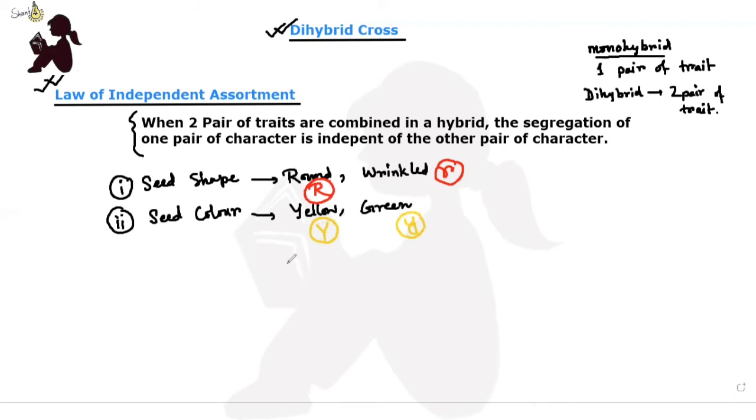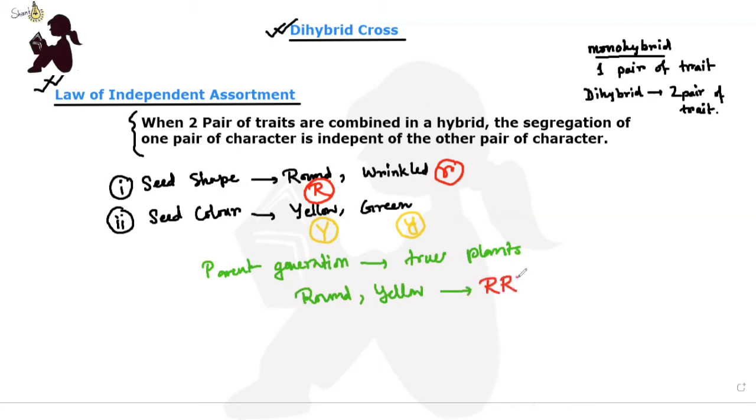So here the parent generation means the true plants, the combination of round yellow, means the capital R, capital R, capital Y, capital Y, and also the wrinkled green, wrinkled green.